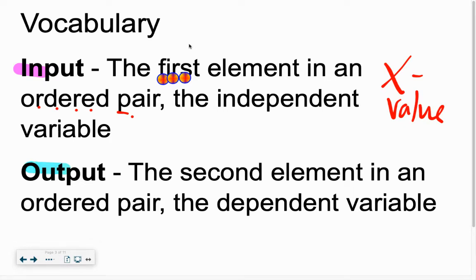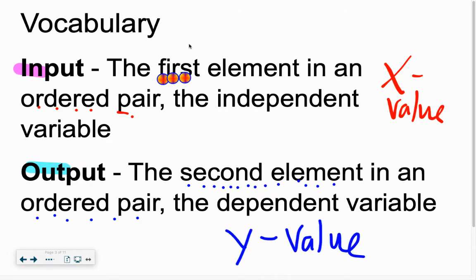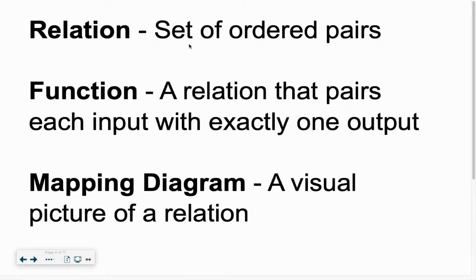Then the output starts with the out. It's what we get out of the function, or it's the second element in an ordered pair, which means the output is another word for the Y value. You're going to see us talk about that. We're going to talk about the input. That's our X value that we put into a function, that we put into an equation. The output would be the Y value, what we get with the equation.